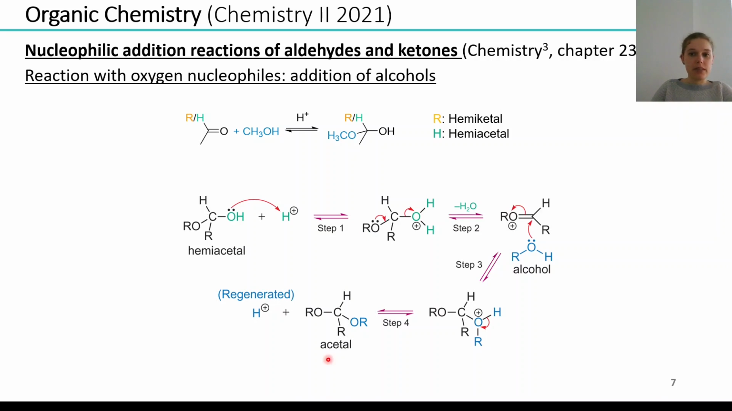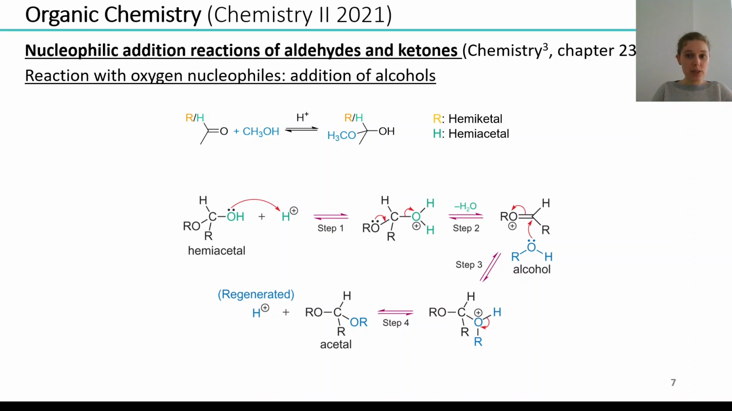In the first step, the hemiacetal is protonated, and hereby the hydroxide group is converted into a good leaving group. Then in the second step, water is eliminated and a pi bond is formed in this oxonium ion. This oxonium ion is a strong electrophile, and in the third step, the alcohol attacks the oxonium ion, and hereby the pi bond is broken. Finally, in the last step, the positively charged intermediate gets deprotonated, and the acetal is formed while the acid catalyst is regenerated. And also in this reaction, all steps are reversible.